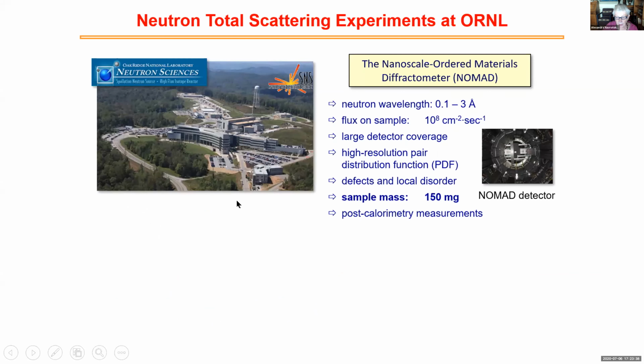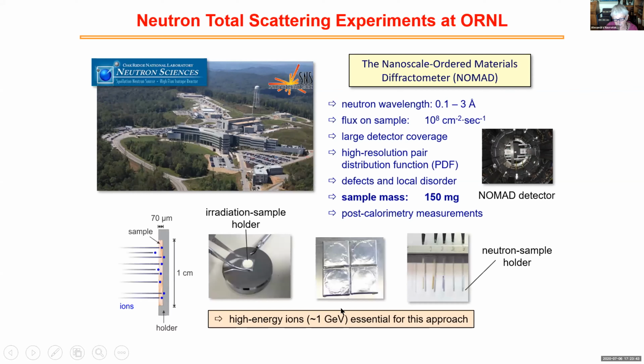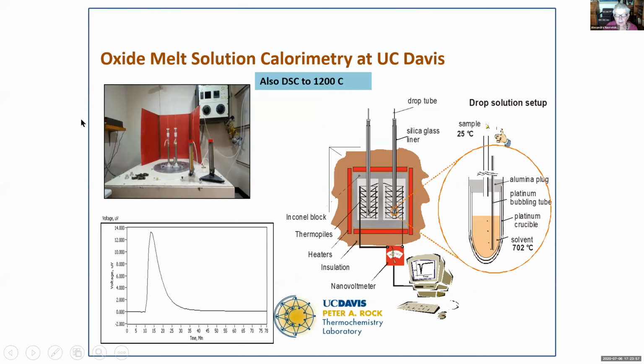We do neutron studies at Oak Ridge, and basically this is now a pretty well-established technique. Most of the studies have been done at room temperature, but a few high temperature studies have also been done, which I will not talk about. We do calorimetry using our custom built and now commercially available high temperature Calvé type calorimeters.